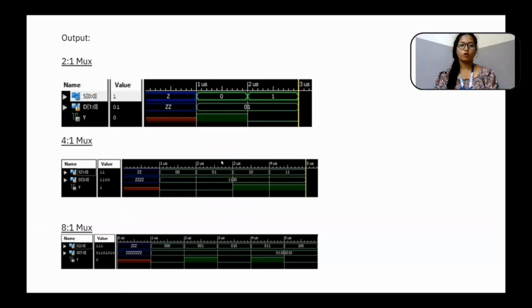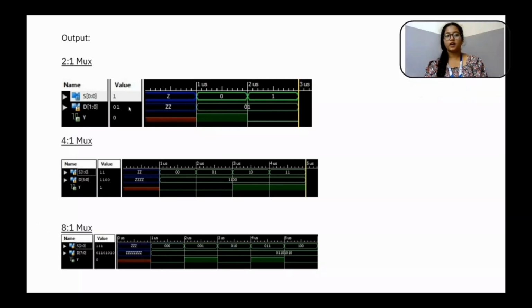And the corresponding output for the given Verilog code is given here. For the 2-to-1 multiplexer, the select line is 1 and the inputs are 0 and 1, and the output is 0, and the corresponding output for this input is given here in microseconds.